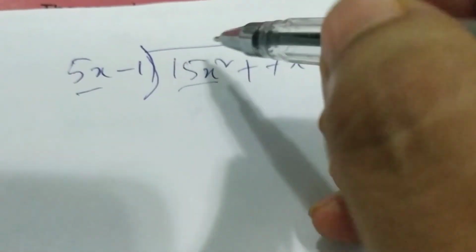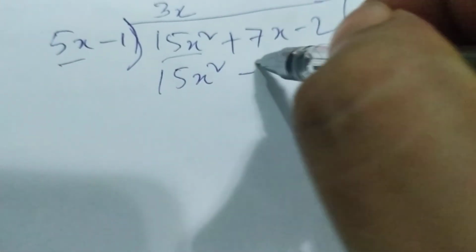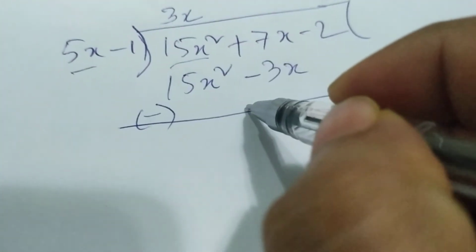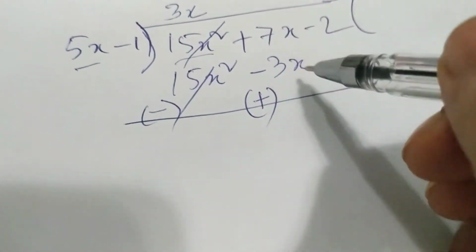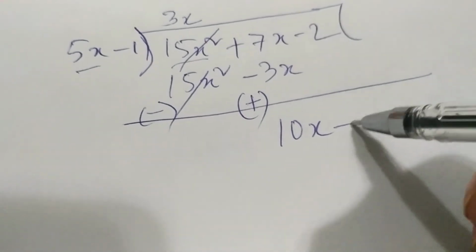15 divided by 5x is, first 15 divided by 5 is 3, x squared divided by x is x. So 3x into 5x is 15x square. 3x into minus 1 is minus 3x. Put a minus, this becomes plus. 15x square gone. 7x plus 3x is 10x. Then minus 2 comes down.